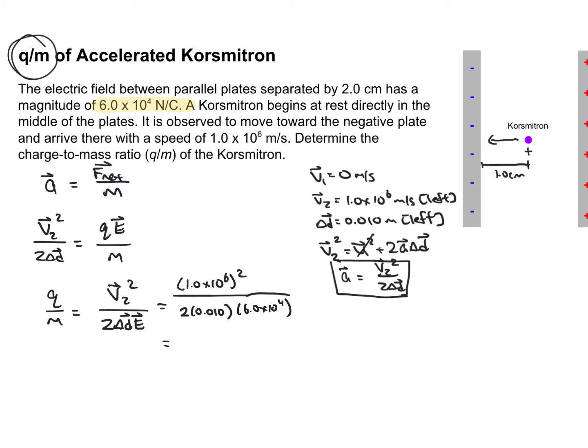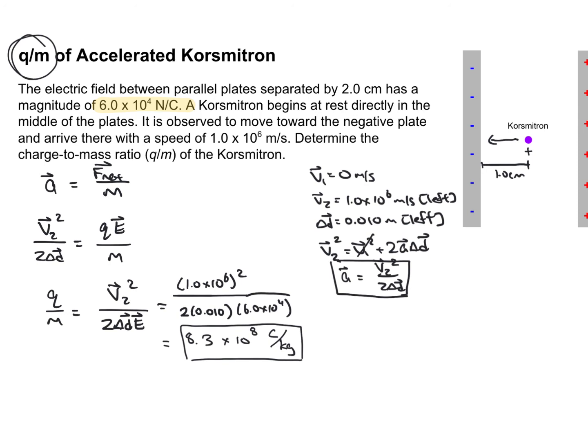So I'm coming up with 8.3 times 10 to the 8. So what would the units be of charge over mass? Charge is coulombs, over mass would be kilograms. So it's on the order of 10 to the 8.